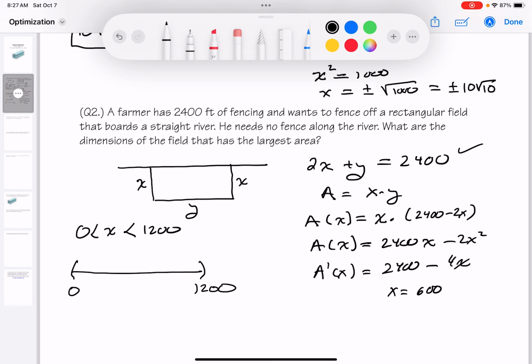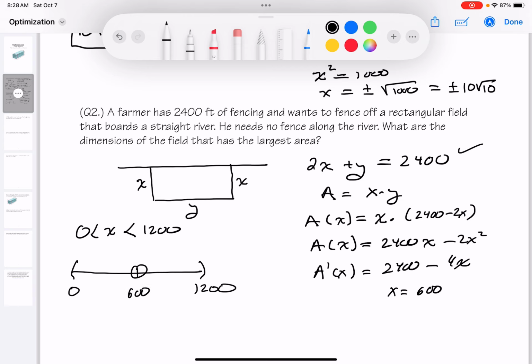I just want to check it again, make sure I said this right. 2x plus y is 2400. X times y is the area. Area is a function of x, x times y, and y is 2400 minus 2x. That's 2400x minus 2x squared. Took its derivative, 2400 minus 4x. It looks okay. X is 600. Put this over here.